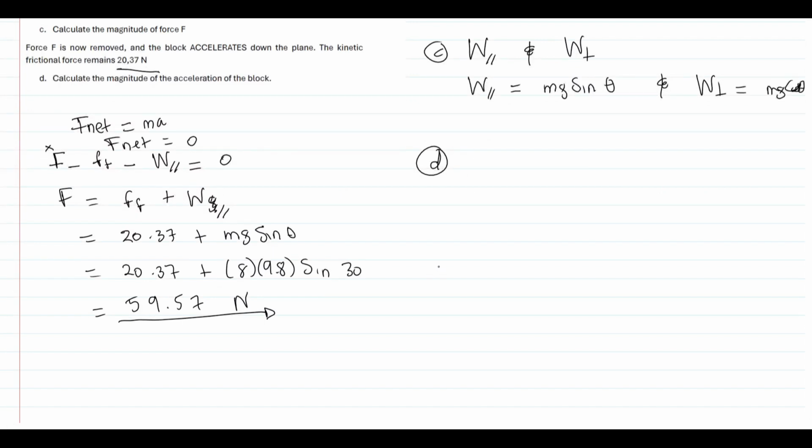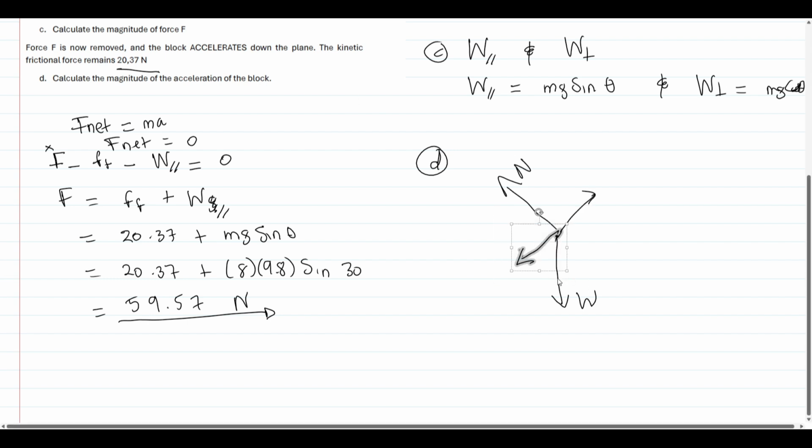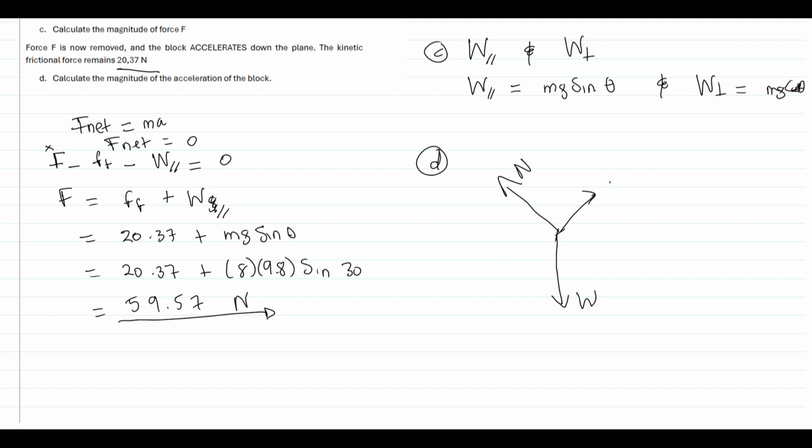So our new free body diagram would look somewhat like this. We're going to have the weight, the normal force, and the frictional force, which will be acting in the opposite direction. So you're going to have the frictional force. Now, since the applied force is removed, the block is sliding downwards due to the parallel component of gravity. So it's asked us to calculate the magnitude of the acceleration.